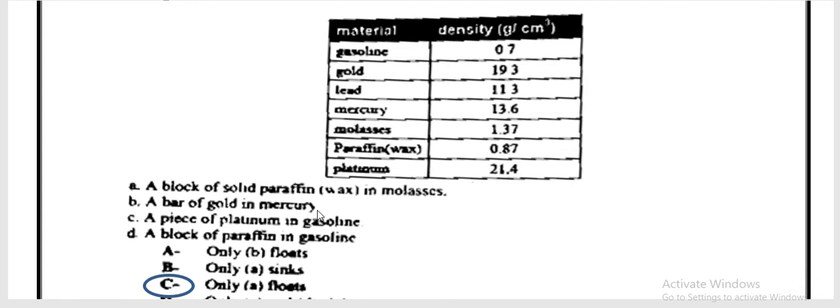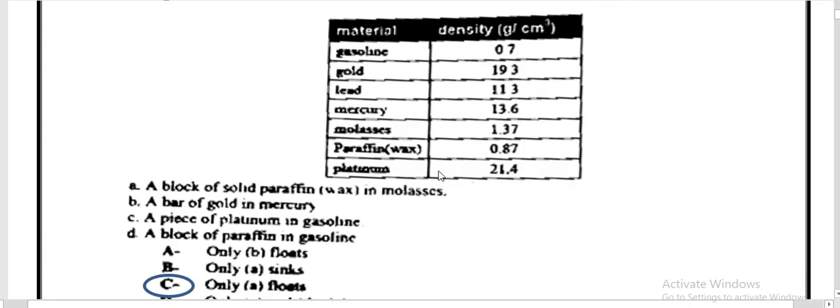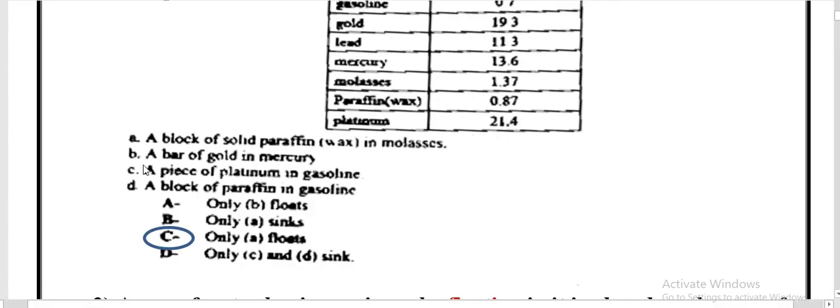B: a bar of gold in mercury. Gold has a higher density than mercury, so it will sink. So B will sink, so this answer will be wrong. C: a piece of platinum in gasoline. Platinum's density is larger than gasoline, so it will sink. So C will sink, so this will be true.